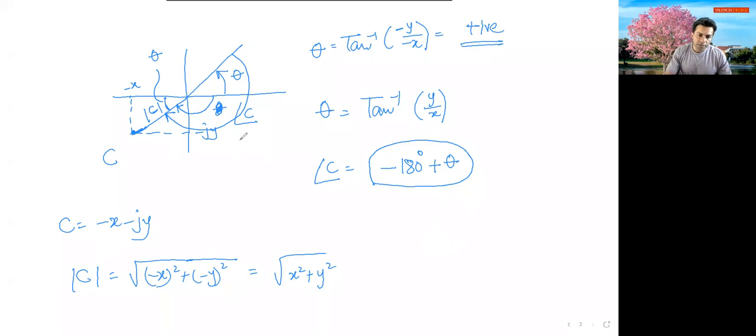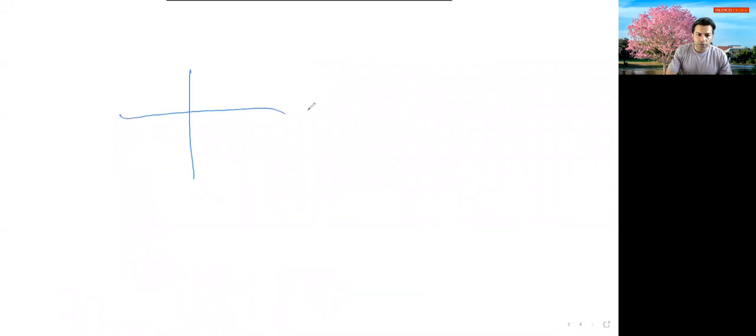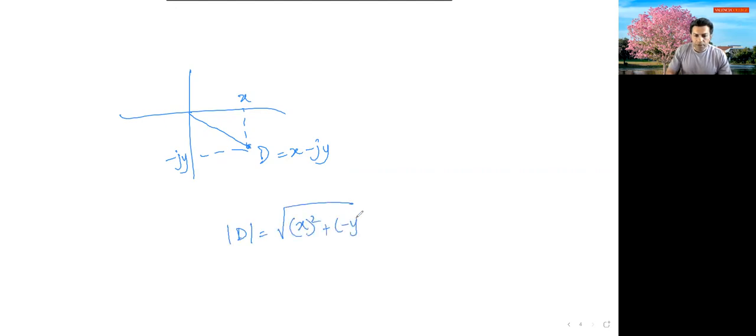And the last one is if the point is located in, let me go to the next page, the fourth quadrant right here, and we know in the fourth quadrant, x value is positive. Let's say the point is D, x minus jy, x value is positive, and y value is negative. Again, the magnitude of this line is simply x squared plus negative y squared, which is simply x squared plus y squared, so always a positive number. And phase is going to be this, because it's in the fourth quadrant, so you're going to go in the clockwise direction.